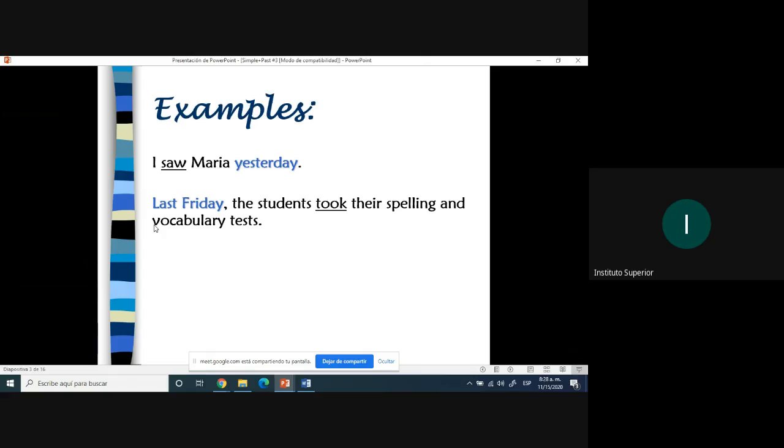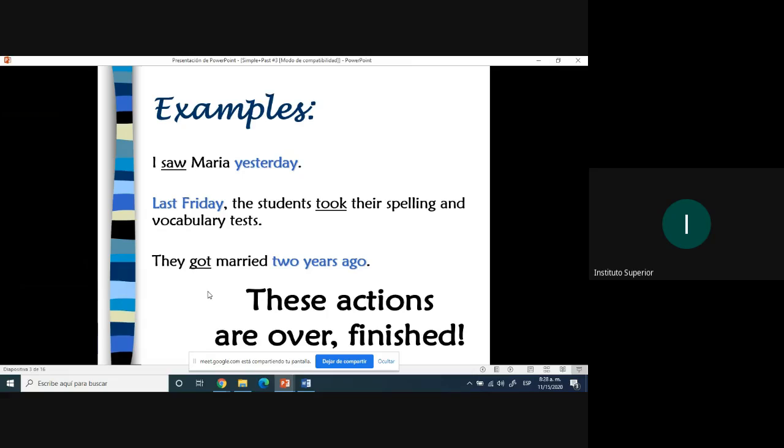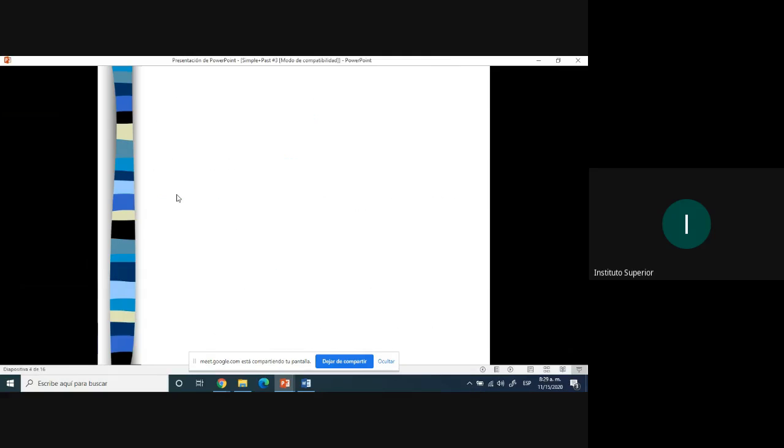Let's look at another example. We have: last Friday, the students took their spelling and vocabulary tests. Very good. Once again, we have the verb. It is, as Ania said, already in the past. Right? Now we have another example with a plural. It says, they got married 2 years ago. Pretty good. These actions are, as you mentioned, over, finished, not in movement. They just stayed there. They were not probably going to happen. It's already over. So let's move ahead.